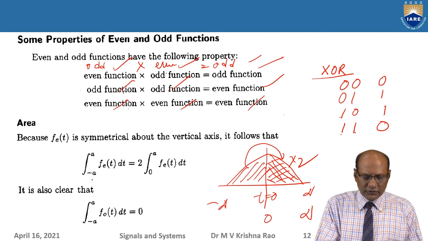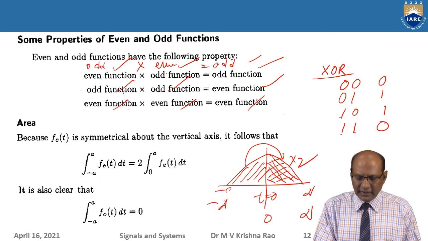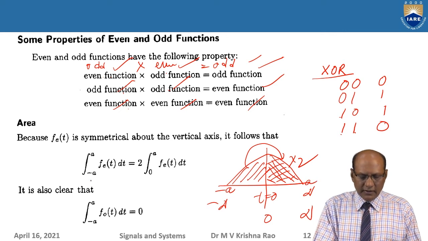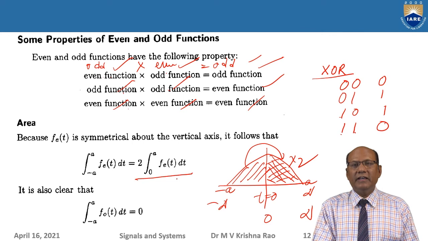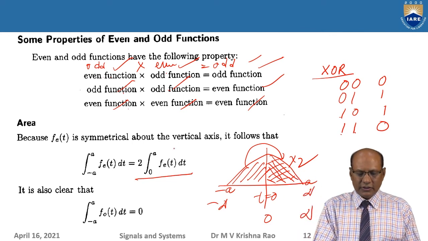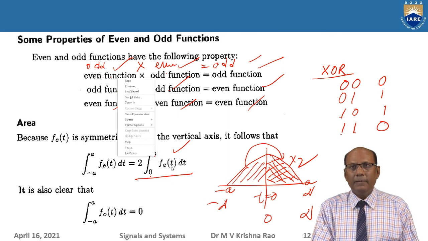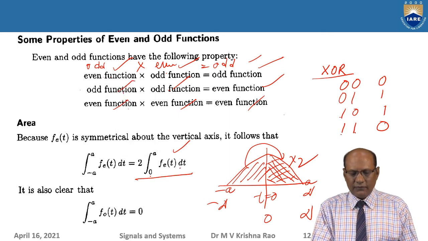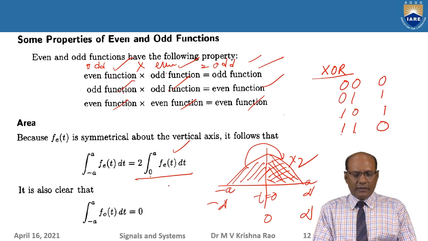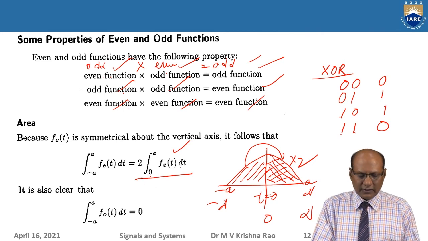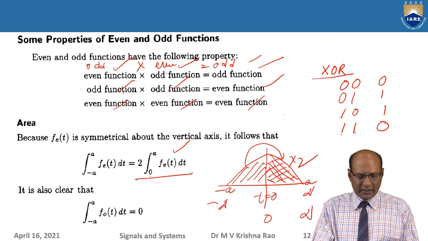So if here it is minus a to plus a, it is twice the area of the half part. So that is what is here: integration between 0 to a, fe of t. Okay. So if it is symmetric about the vertical axis, the area will be double basically.